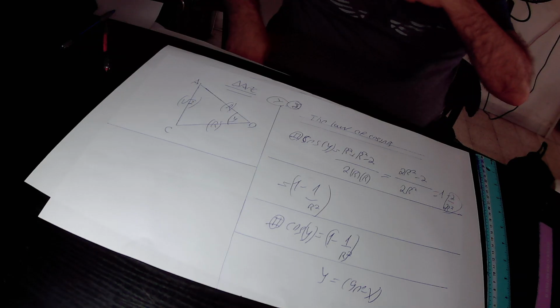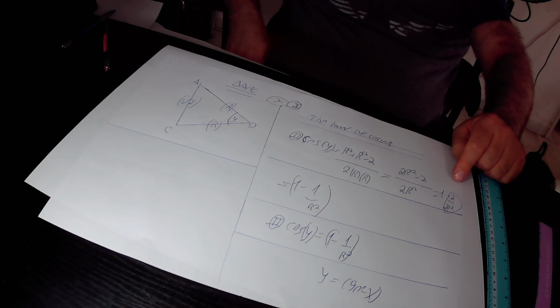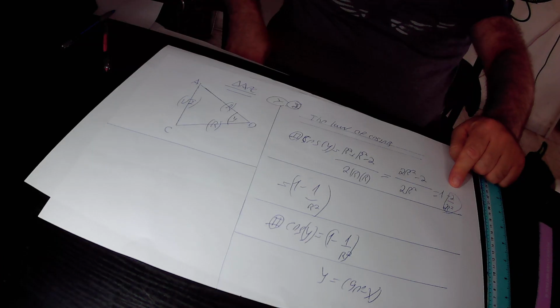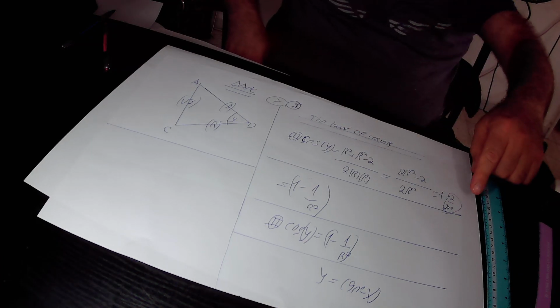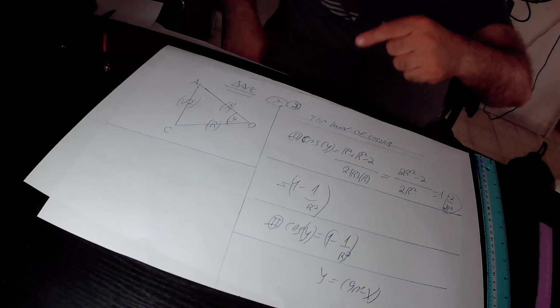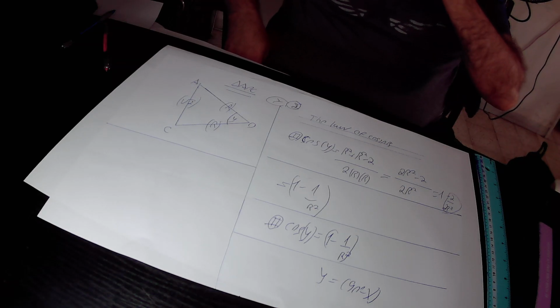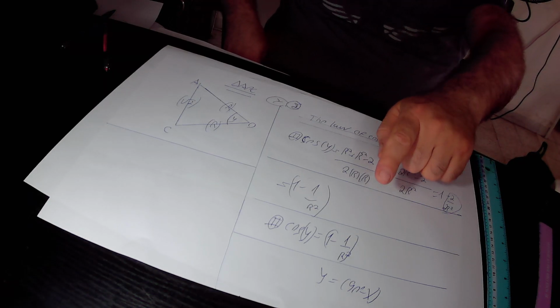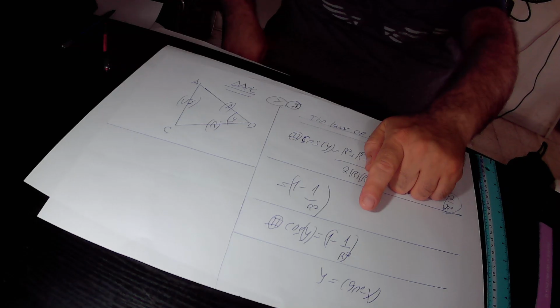So here we divided both the numerator and the denominator of this expression by 2, and we have minus 2 over 2 is minus 1, and 2r squared over 2 is r squared. So in conclusion, according to equation 2, cosine y equals 1 minus 1 over r squared.